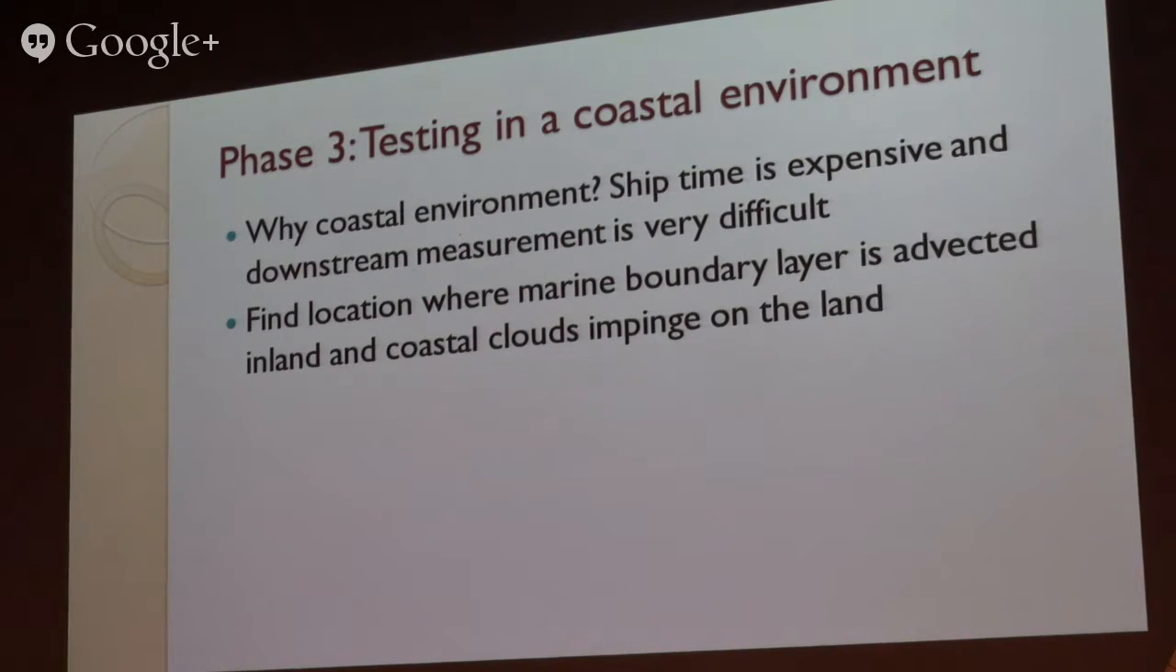Well, ship time is horribly expensive. And setting up a measurement downwind of a ship is horribly expensive. So if you can do some of this initial testing in a coastal environment where you can actually base your things on land, it's a whole lot cheaper.